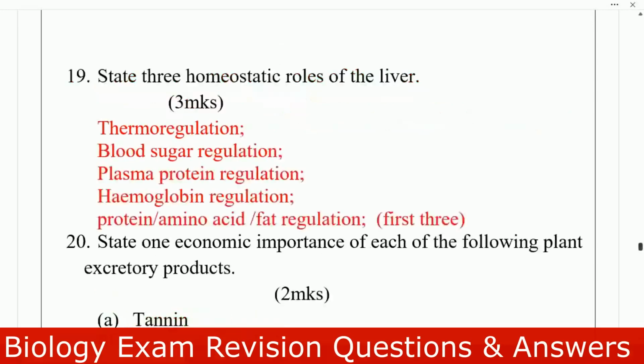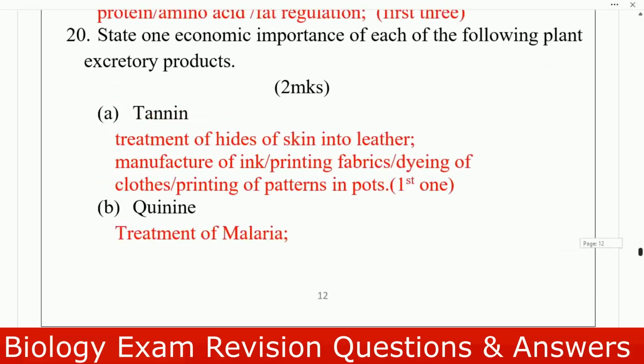Number 19, we are told to state 3 homeostatic roles of the liver. Number 1, thermoregulation. Number 2, blood sugar regulation. Number 3, plasma protein regulation. Next, hemoglobin regulation. Next, protein, amino acid and fat regulation.